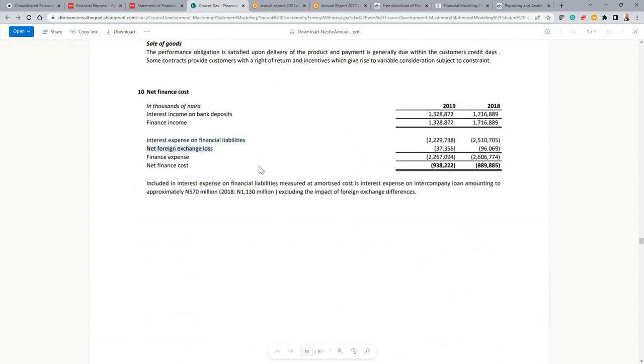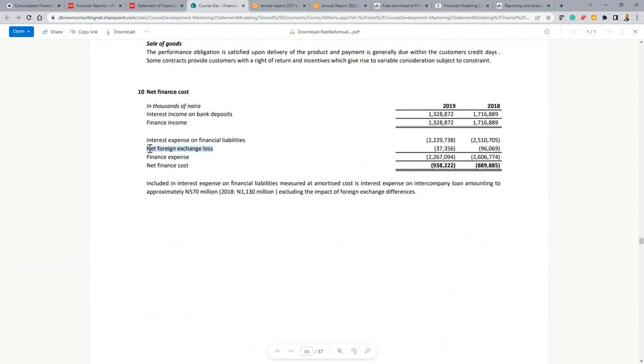Is foreign exchange driven by interest rate? Yes or no? Type in the chat. Foreign exchange, you know, when you make a loss, when your naira crashes, is that driven by interest rate? Did you take a loan or something? How is that driven by interest rate? Is it yes or no? Is foreign exchange loss driven by interest rate? Just type yes or no in the chat.